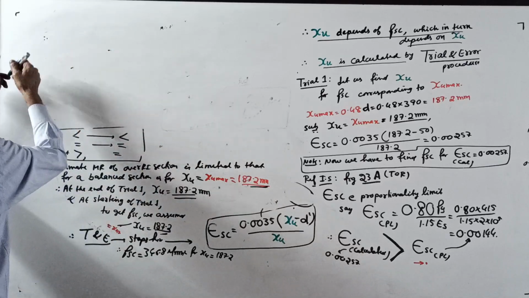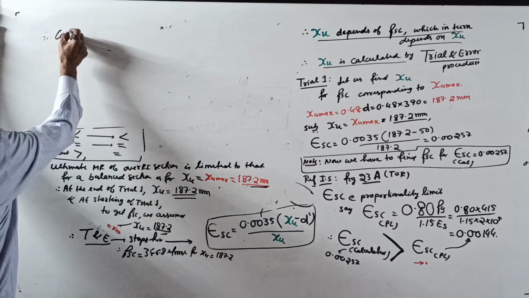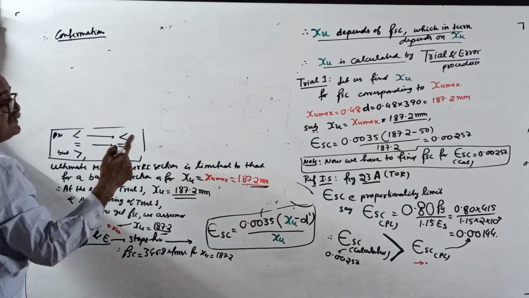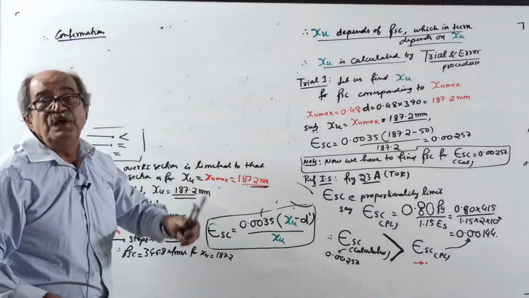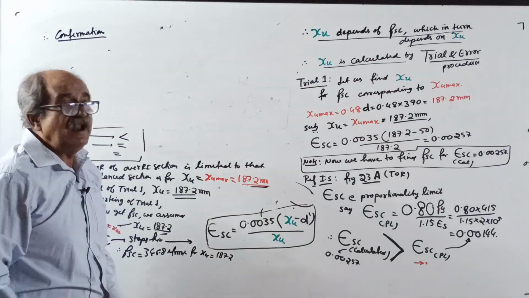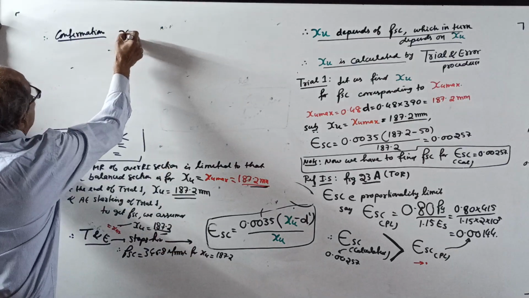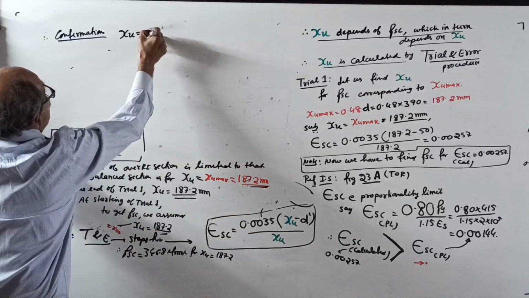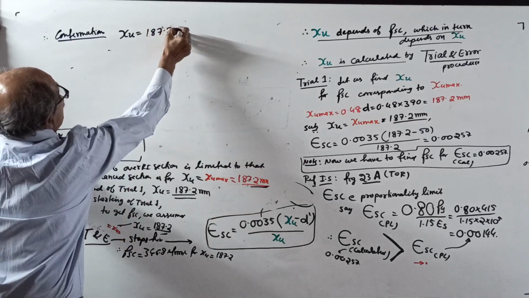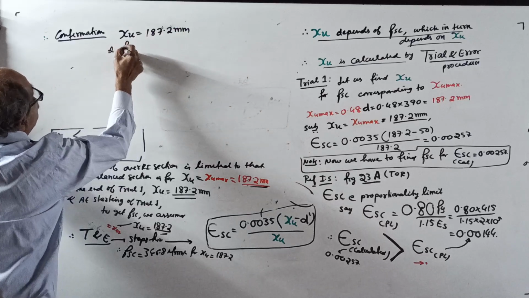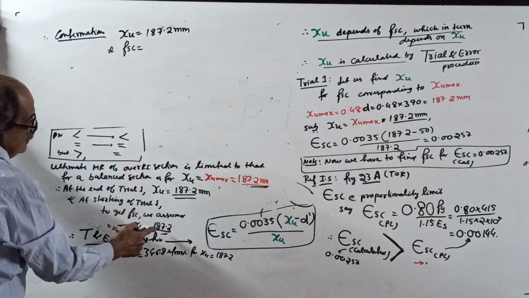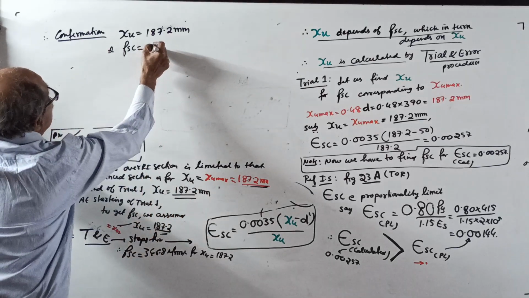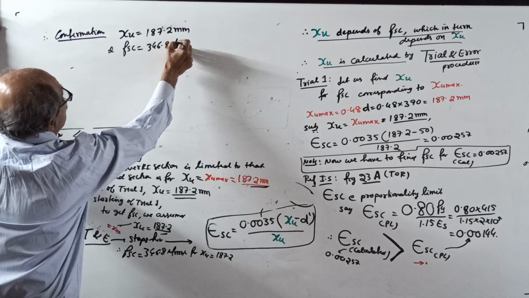Therefore, confirmation. See, today you escaped in one trial. Second question, it may come 2 or 3 trials. Third question, at least 4-5 trials. Confirmation, XU equal to 187.2 millimeter, and FSC equal to 346.8 Newton per mm squared.